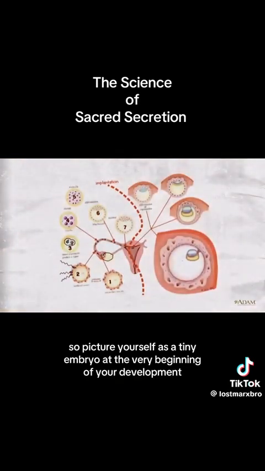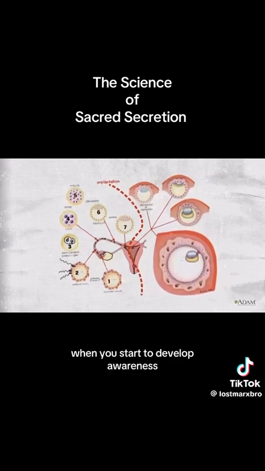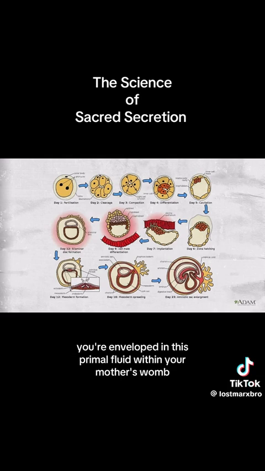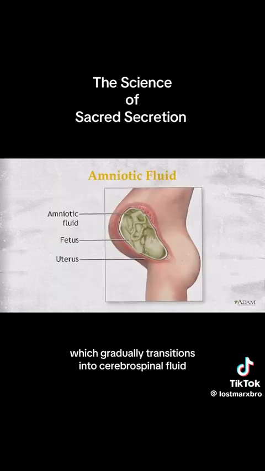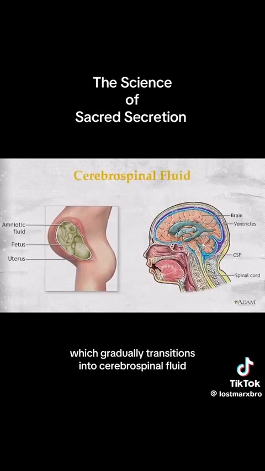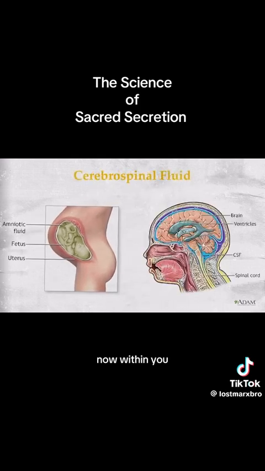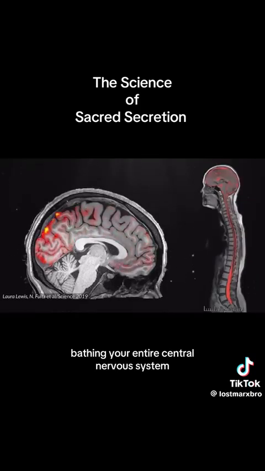So picture yourself as a tiny embryo. At the very beginning of your development, when you start to develop awareness, you're enveloped in this primal fluid within your mother's womb. This journey begins with the amniotic fluid, which gradually transitions into cerebrospinal fluid. Now, within you, this fluid plays a vital role, bathing your entire central nervous system.